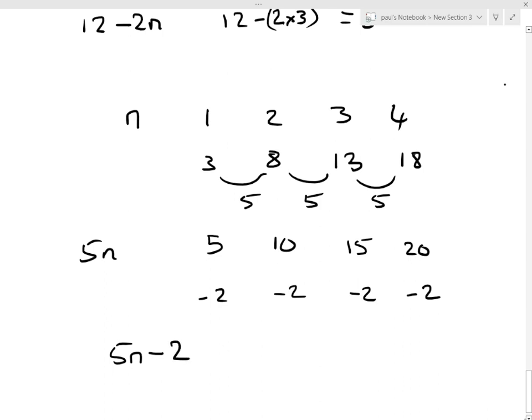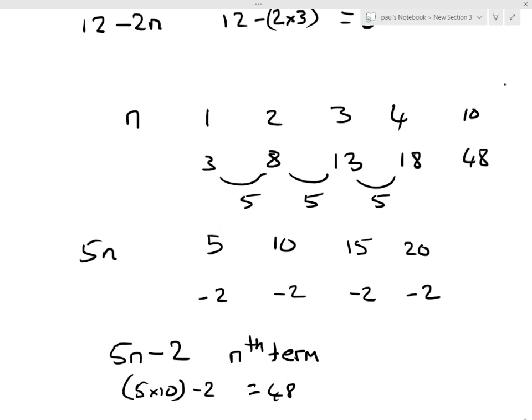So for linear arithmetic sequences, you will more likely have to work out the nth term, and they may ask you to work out what the sequence number is in a particular term. For example, the 10th term. We've got 5 times 10 minus 2, which equals 48. So that will be 48 when we get to that position. Okay, and that is the end of that.